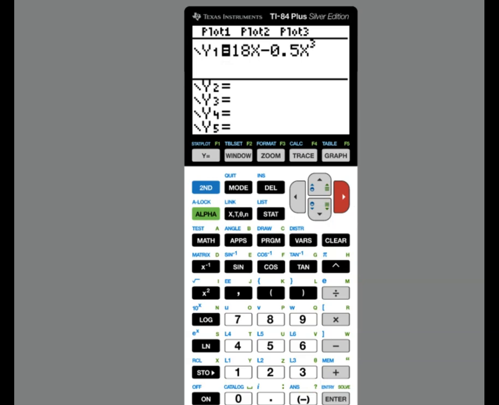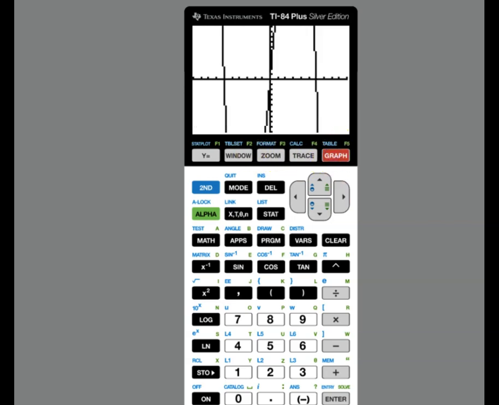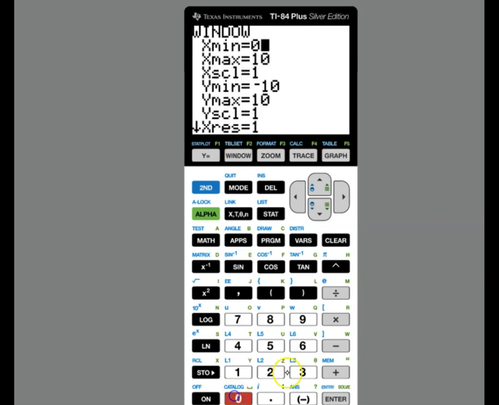Okay, and that will enter our function, and then to graph it, we are going to want to adjust the window. If you want to hit graph, you can see what it looks like right now. But we want to keep in mind that we have stated that our domain is from 0 to 6. So we really only want to see a certain portion of this graph. So if I go to window, I'm going to go ahead and change my minimum to 0 and my maximum for my x values to 6.